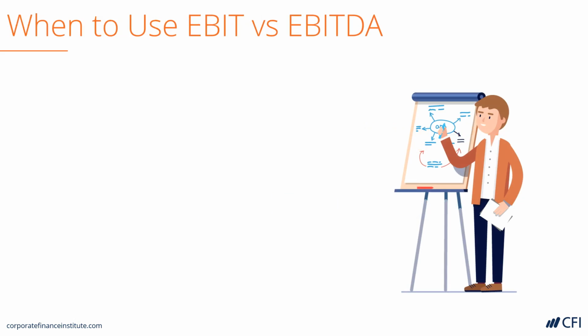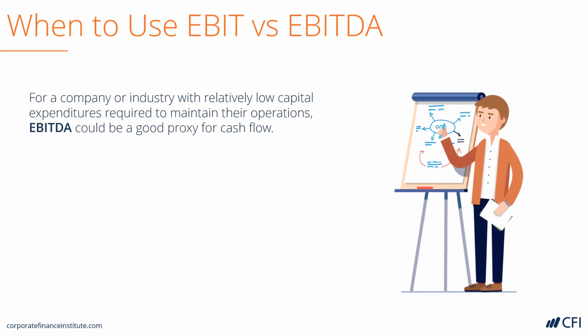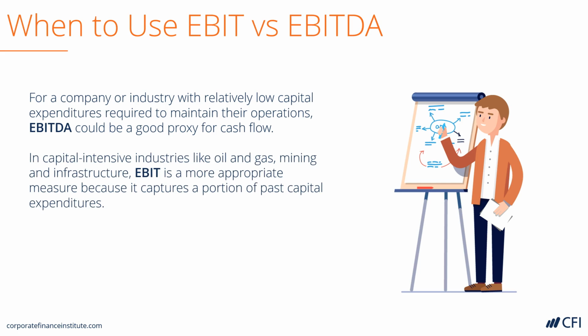Let's look at when to use EBIT versus EBITDA. For a company with relatively low or stable capital expenditures, EBITDA could be a good proxy for cash flow and comparability among companies. However, in capital-intensive industries like oil and gas, mining, infrastructure, etc., EBIT is much more appropriate because it captures that portion of capital that was spent to create the business and generate cash flow.